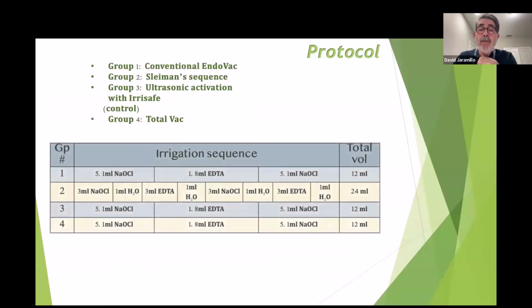So we also wanted to try the Slayman sequence. The Slayman sequence we published several years ago implements the use of more volume of solution. It's 24 milliliters per root canal, but that's a lot. That's too much. So we combine and alternate the use of sodium hypochlorite, water, EDTA, sodium hypochlorite, water, EDTA, in order to prevent the mixture of the solutions inside the root canal.